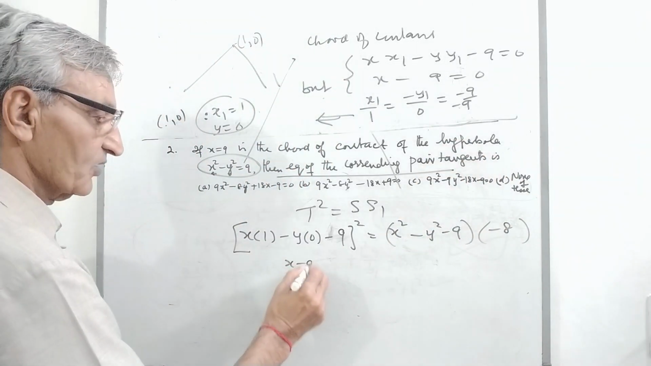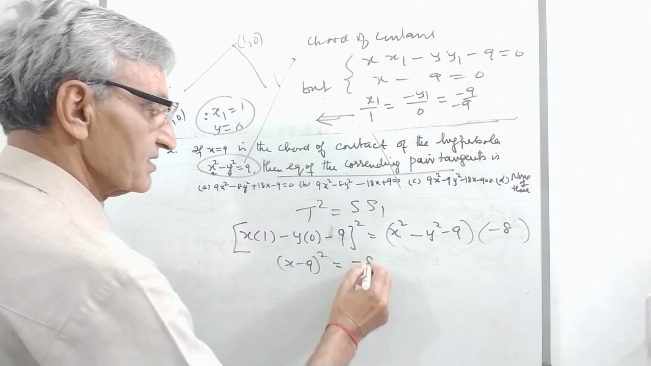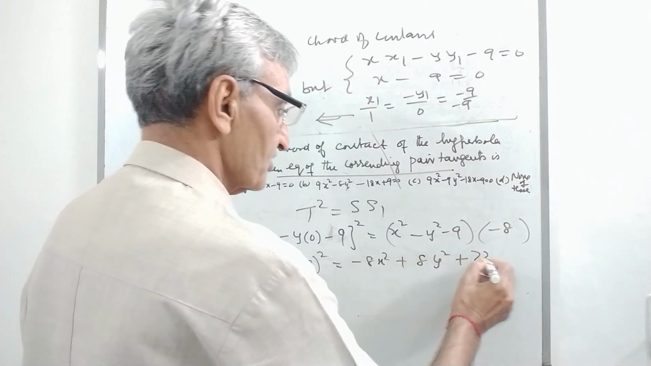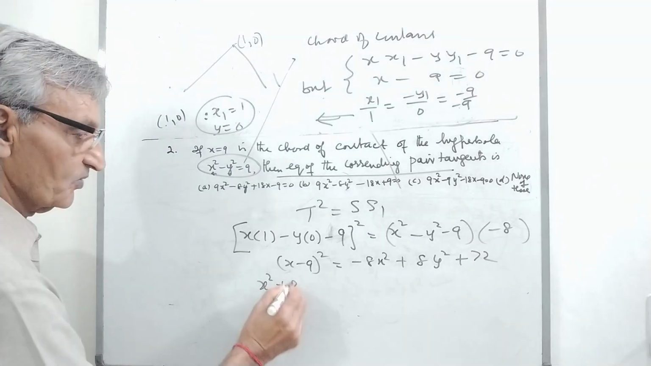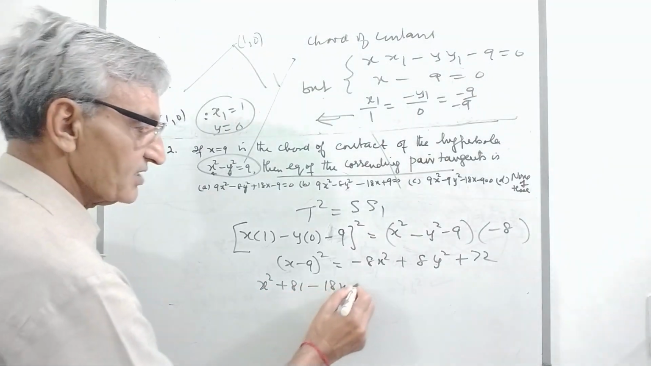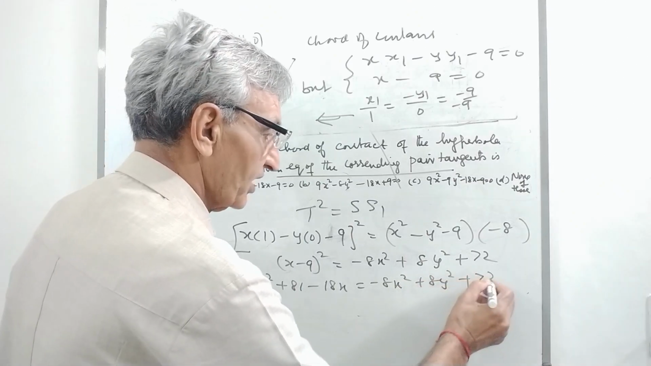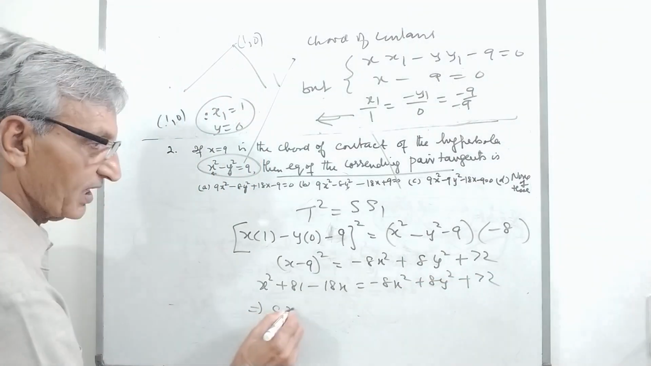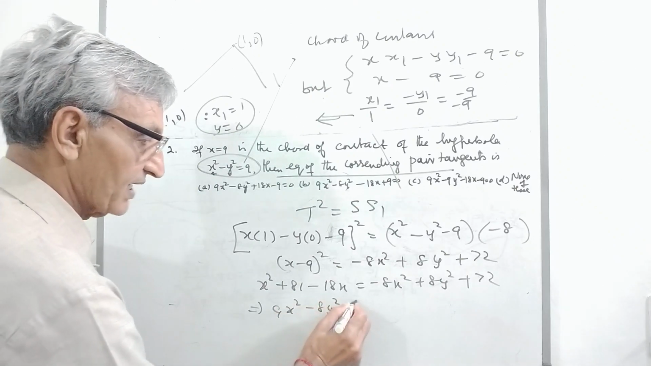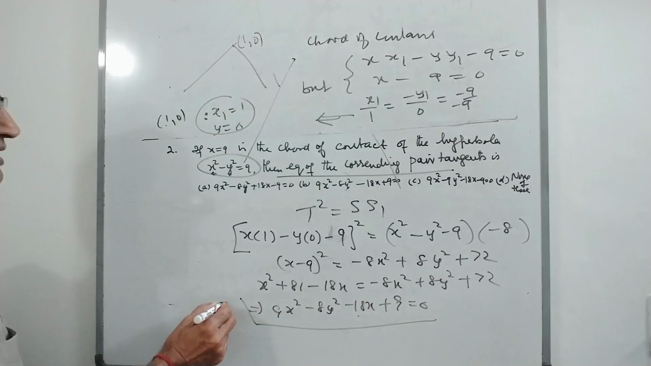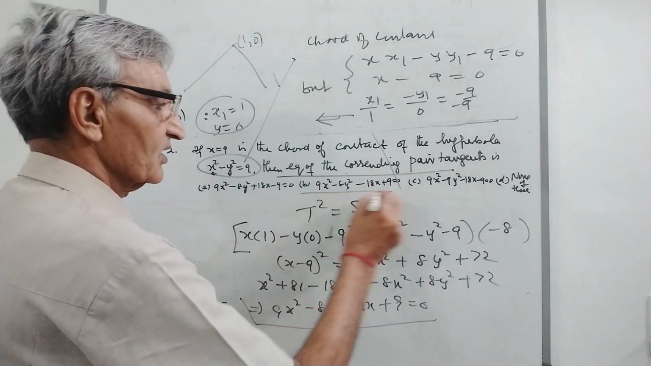So (x minus 9) whole square is equal to minus 8 x square plus 8 y square plus 72, and the left side is x square plus 81 minus 18x. Let's expand and get the answer. And here we go: 9x square minus 8y square minus 18x plus 9 is equal to 0. This is the required equation.